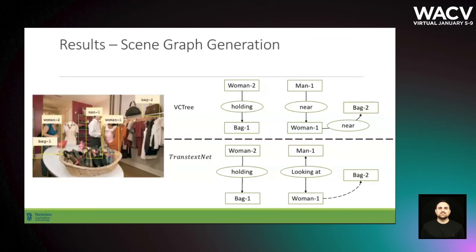The results compare state-of-the-art scene graph generation systems at the top with TranstextNet. These results illustrate two benefits of our method. The first, better recognition of less frequent relationships. And the second, better foreground and background detections.